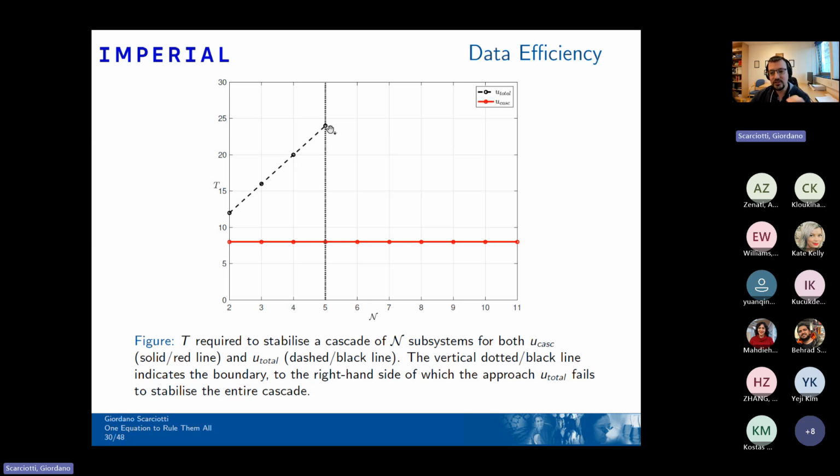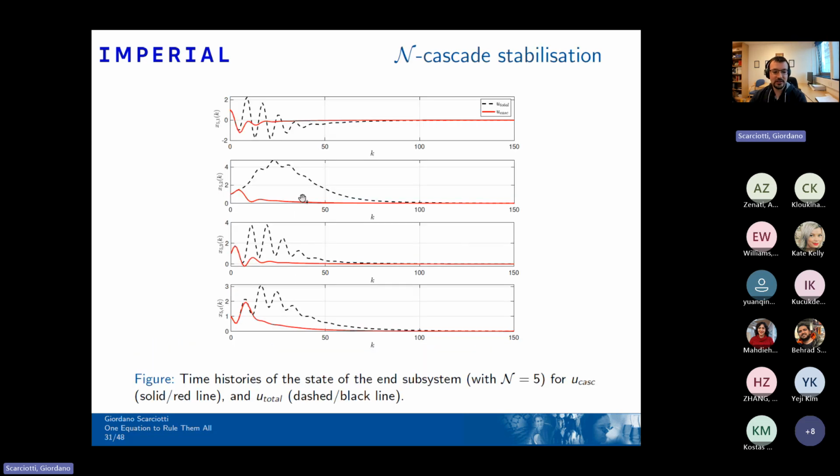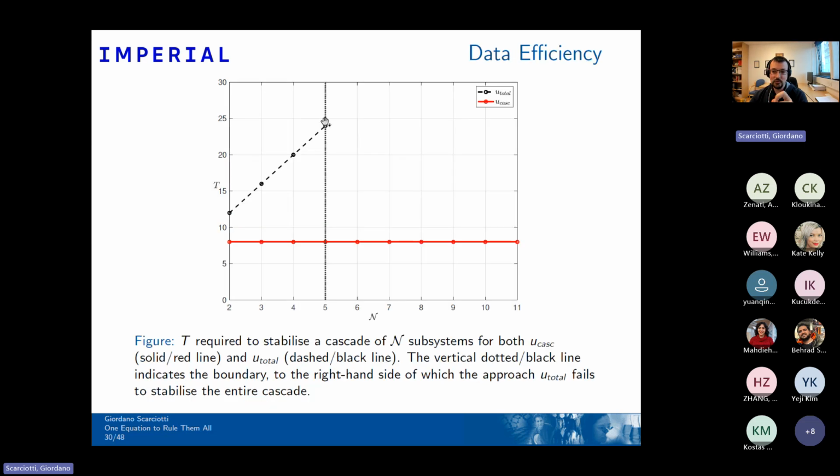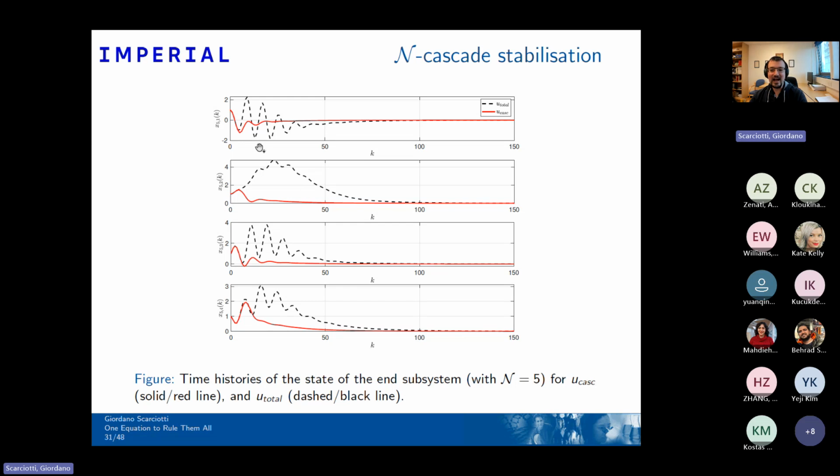So the other advantage is not just in numbers of samples, but the fact that with our approach, you need to solve 11 small problems rather than one big problem, and this means that we can always solve it. And this can be seen also in the trajectories. So for instance, these are the trajectories of the last system in the cascade of 5, so the last system for which the monolithic approach works, and you can see how much worse the trajectories of the monolithic approach, the black lines, are. They are much more oscillatory because the optimization problem struggles to find a solution.